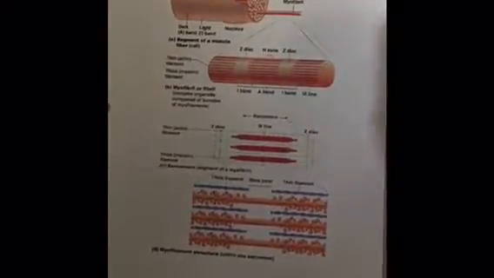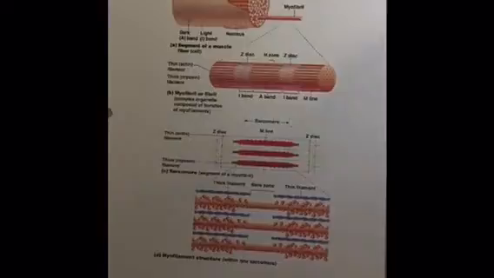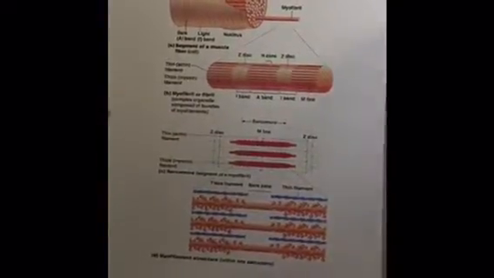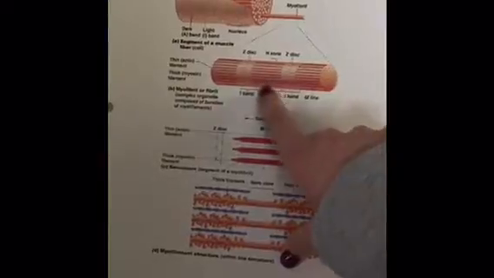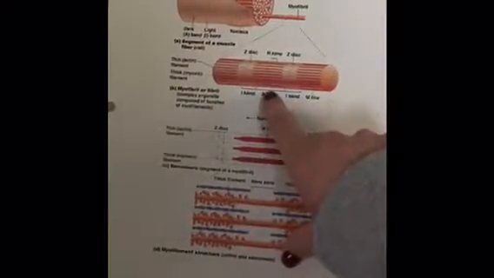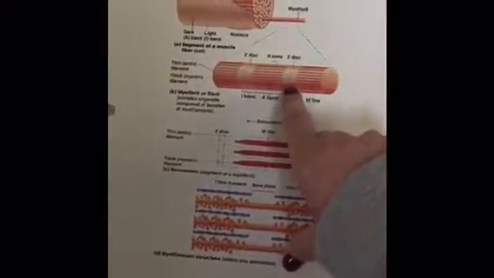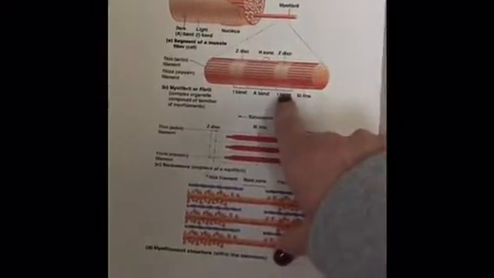Myofibrils are protein strands. There's two types, actin and myosin. The myosin filament is a thick protein and consists of multiple myosin heads. Actin is a thin protein and it's anchored to the Z disc in the I band.